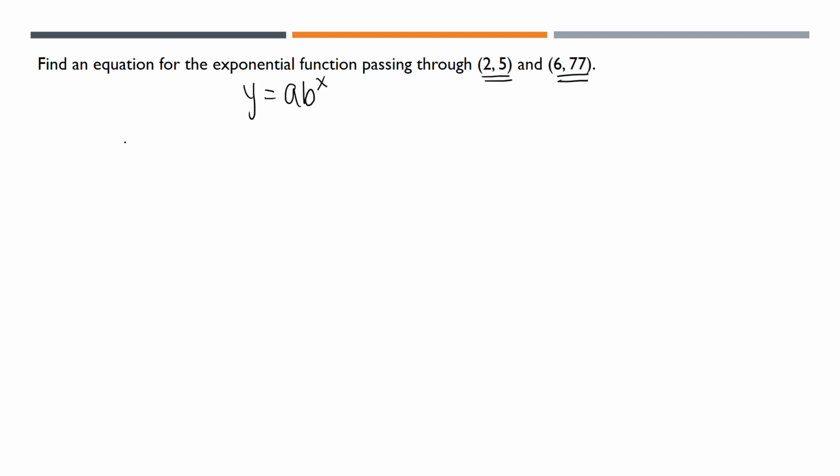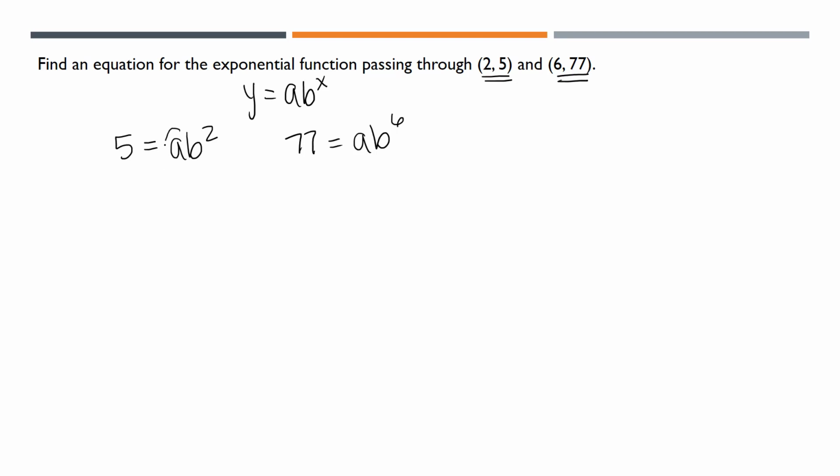If I take a look at what I get when I plug in the point (2, 5), 5 equals a times b squared. And let's also look at what I get when I plug in the point (6, 77). 77 is ab to the 6th. What I have is really a system of two equations in two unknowns. And we've worked a lot on solving systems of linear equations. Maybe we can use some of those same methods to solve this system of equations, even if they aren't linear. Two equations and two unknowns should be sufficient to find a and b.